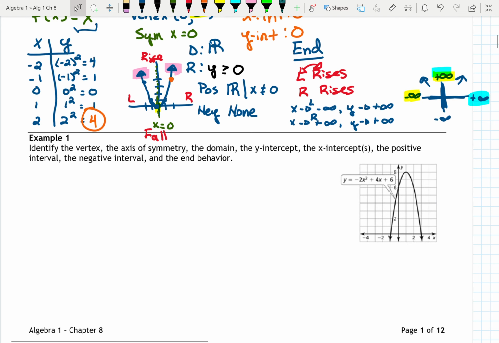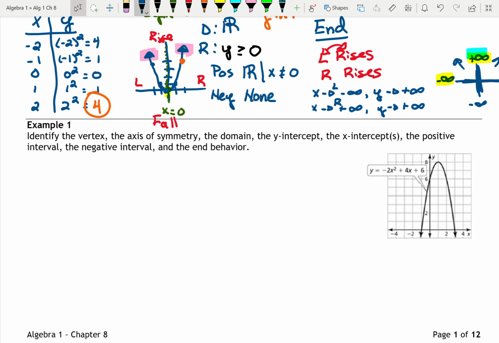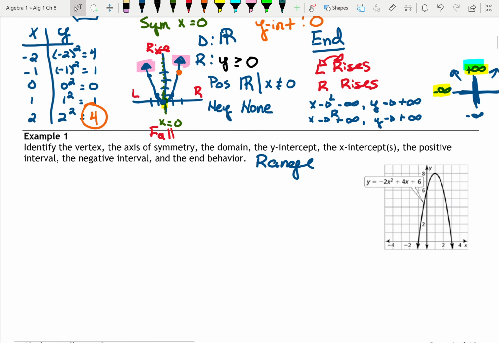All right, let's look at the next one. Example 1. Identify the vertex, the axis of symmetry, the domain, the y-intercept, the x-intercept, the positive interval, negative interval, and the end behavior. Did it ever say range? It didn't, so we're also going to do the range. So starting off, our vertex. Our vertex is a point, and it's going to be that point where it changes direction up there. That's the point (1, 8). And then I'm going to look for my symmetry line. My symmetry line is the spot where I could fold it. It's going to be right there. That's at x equals 1.